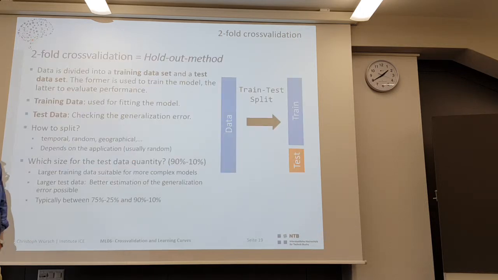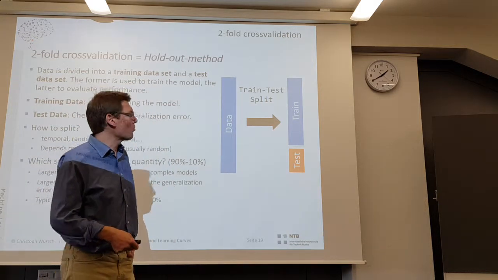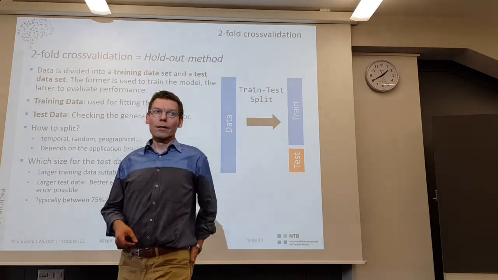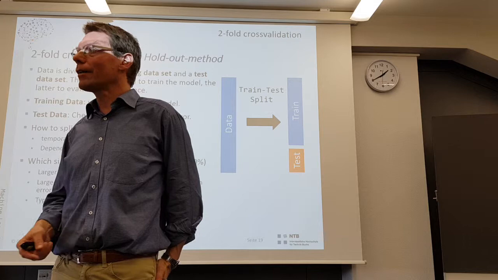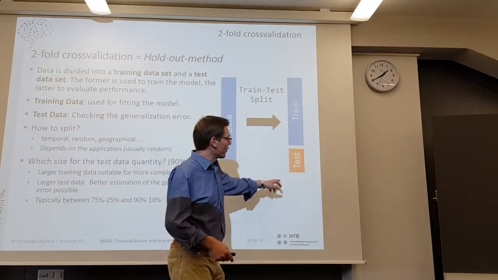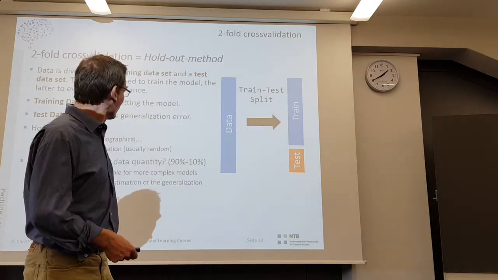Okay. And this is now a twofold cross-validation, where we say, well, let's do it once. We split the data into a training and test data set. We train everything on our train data set, and then we do, once, an estimate of the overall performance on the test data set. This is suboptimal.